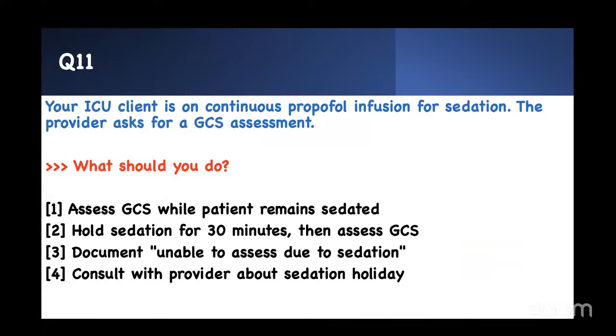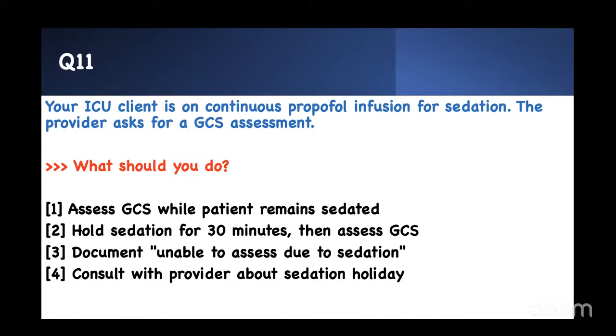2 more questions. What should the nurse do? Patient is in the ICU. He's on propofol. That means he's sedated. And then the provider wanted the nurse to check for GCS. What do you think she should do? Assess GCS while the patient remains sedated. Hold the sedation for 30 minutes, then assess the GCS, right? Document unable to assess due to what? Sedation. Consult with the provider about sedation holiday.